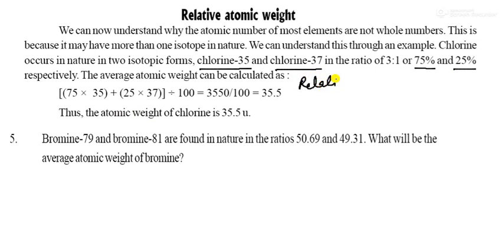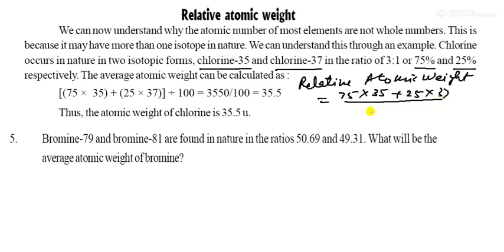Relative atomic weight is equal to, first of all, 75 times 35, and 25 times 37, divided by 75 plus 25, which is 100. So the upper part is given as 3550 and here is 100, and that becomes 35.5. So the chlorine atomic mass is 35.5.